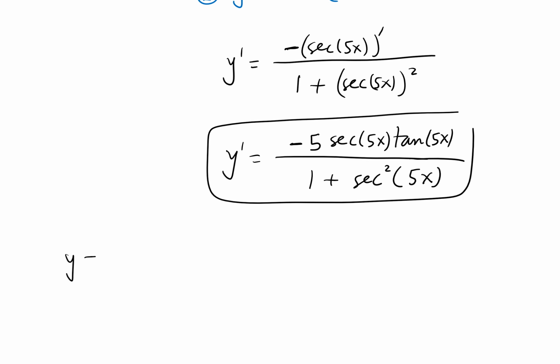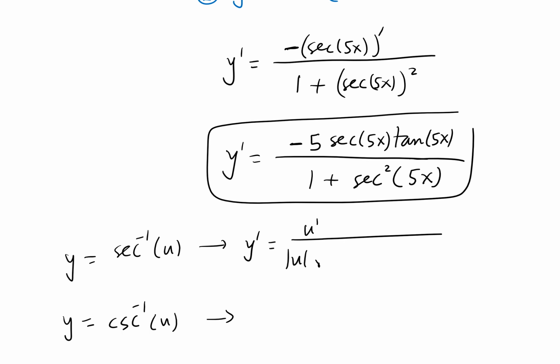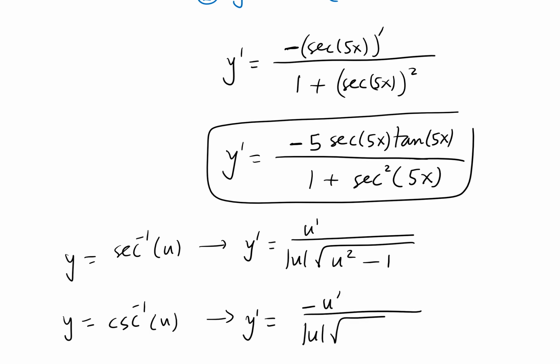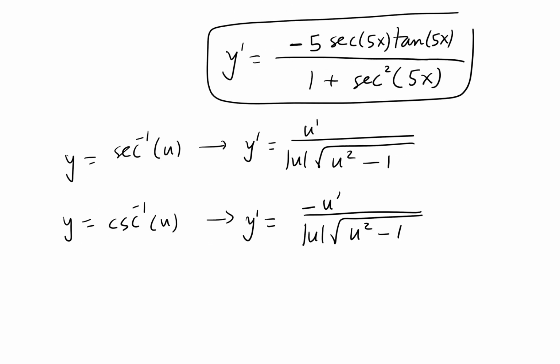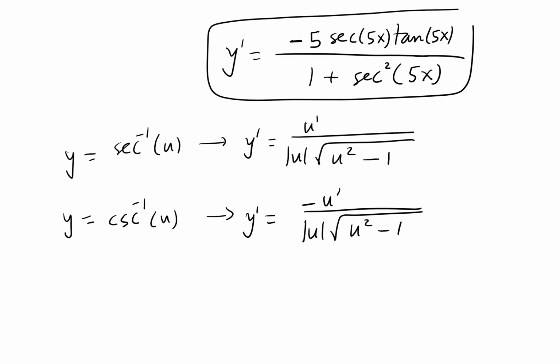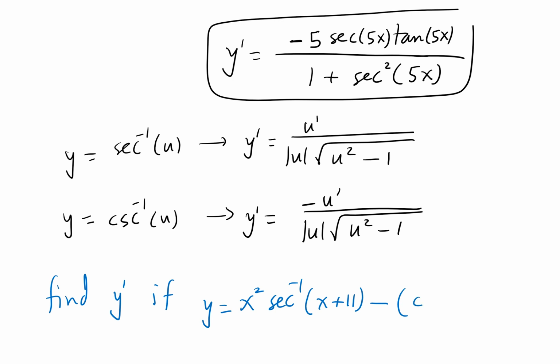The last two trig functions are secant inverse of u and cosecant inverse of u. Y prime is u prime over the absolute value of u times the square root of u squared minus 1. And for this one, same formula, just a negative sign on the top. Find y prime if y equals x squared secant inverse of x plus 1, plus cosecant inverse of x, cubed.